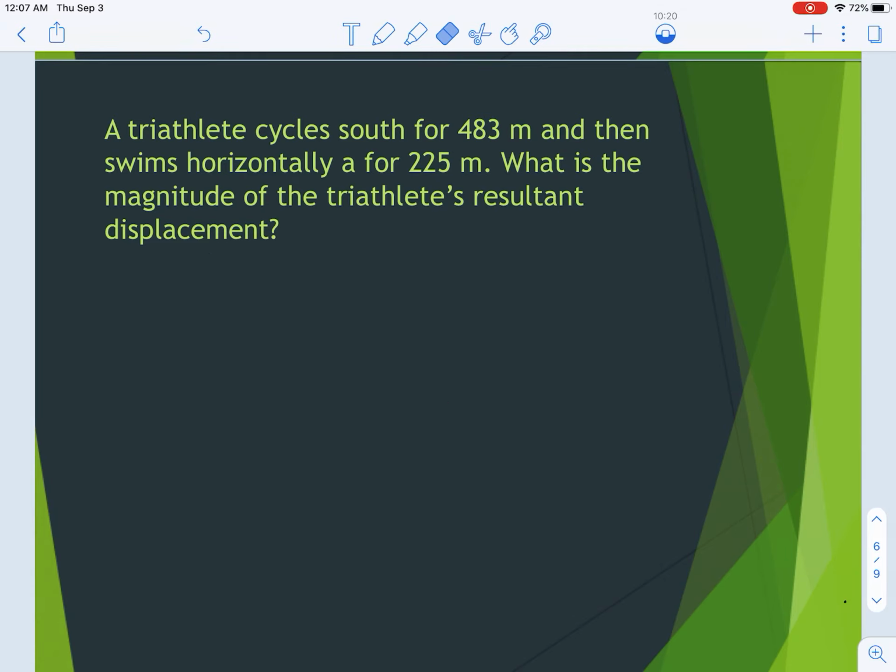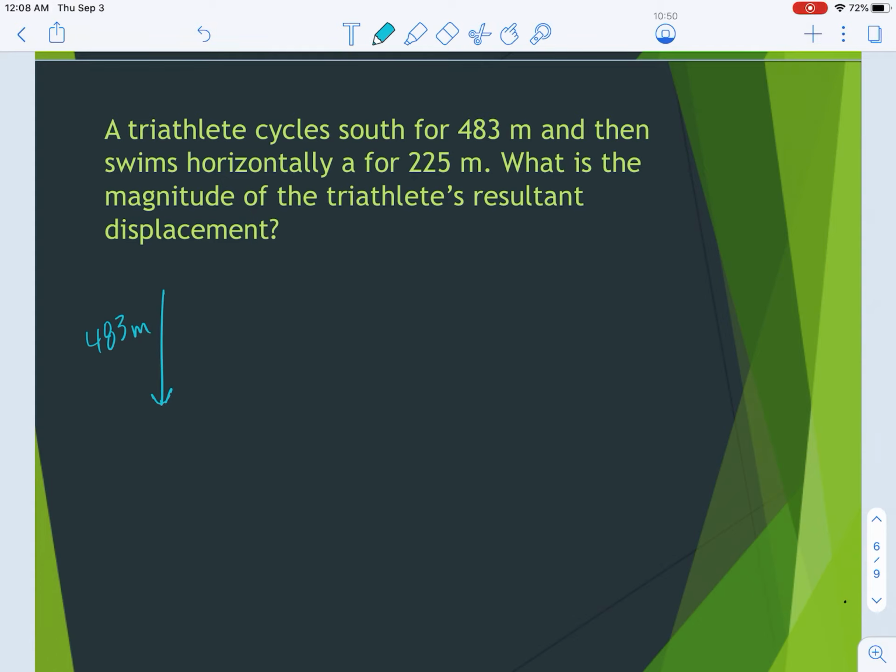So this word problem says that we have a triathlete and they are going to travel south for 483 meters and then they're going to swim horizontally for 225 meters. What is the magnitude of the triathlete's resultant displacement? So initially my triathlete is going south for 483 meters.